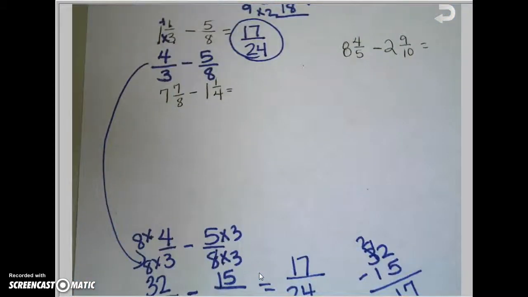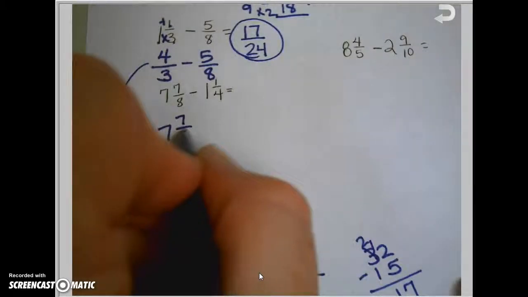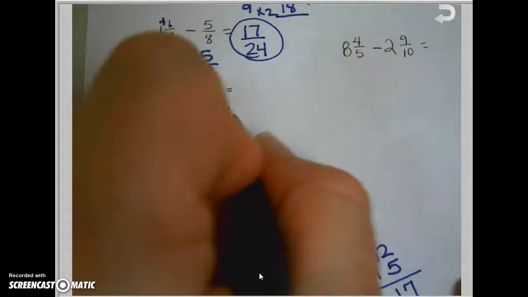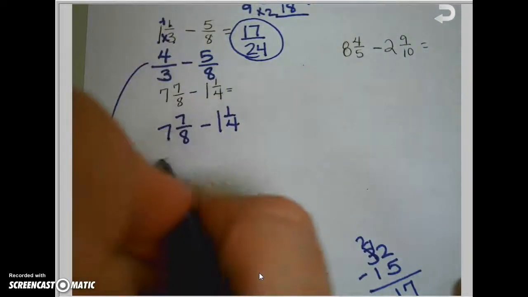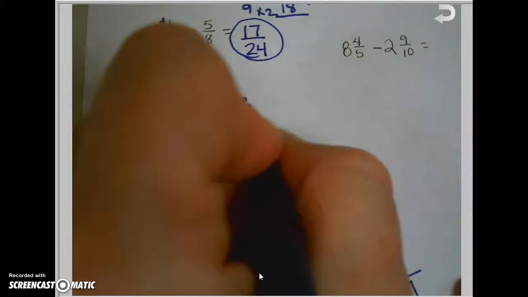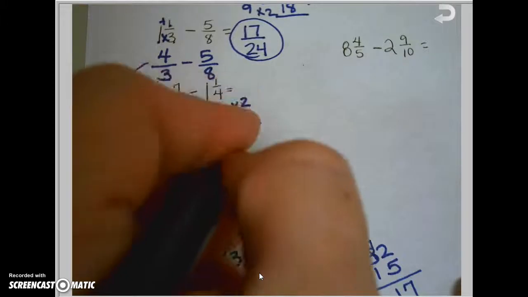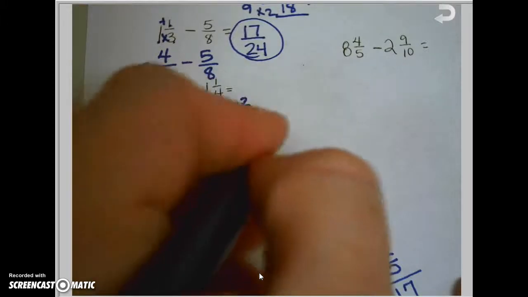Okay, the next one, 7 and 7/8 minus 1 and 1/4. 8 and 4. So I need to make my common denominator of 8. So I'm going to keep 7 and 7/8 because it's already in 8s. And I'm going to multiply the top and the bottom of 1/4 by 2. So that way it would be 1, and 1 times 2 is 2, 4 times 2 is 8.